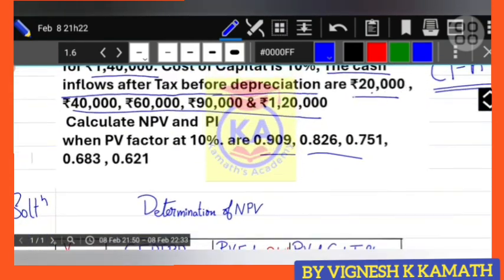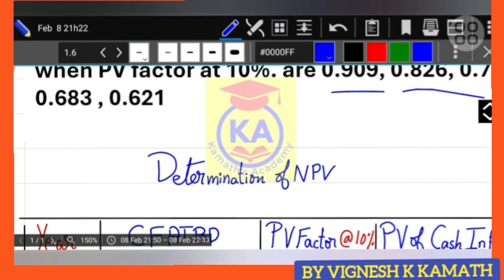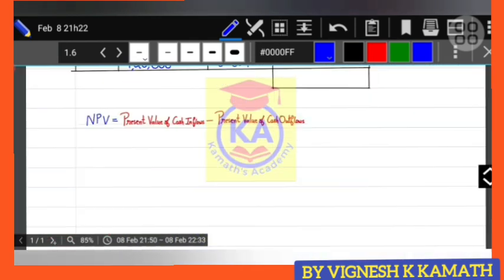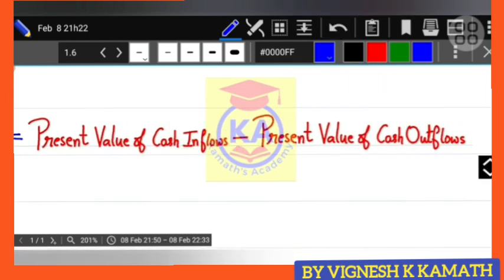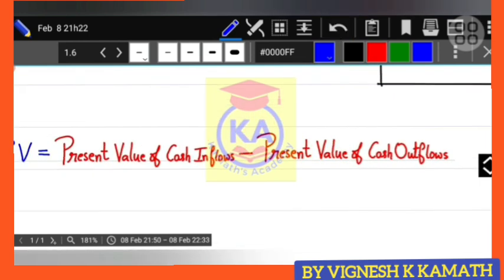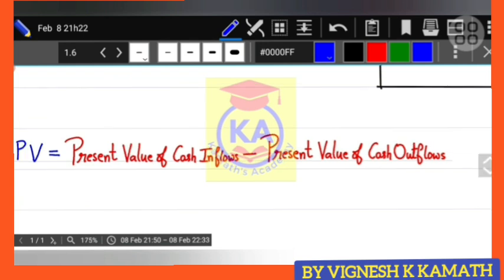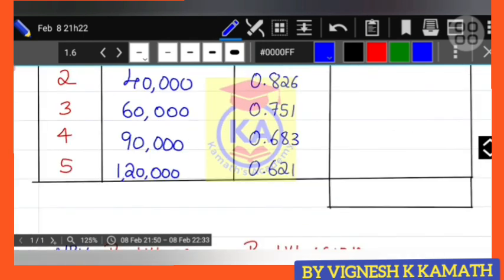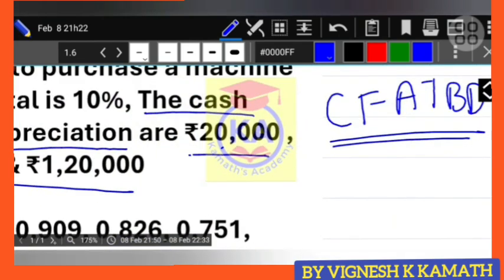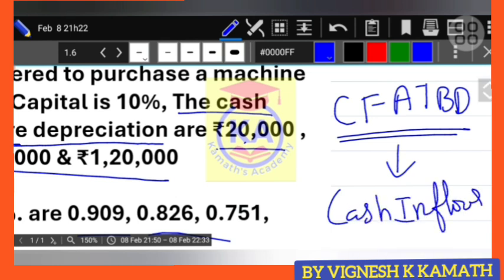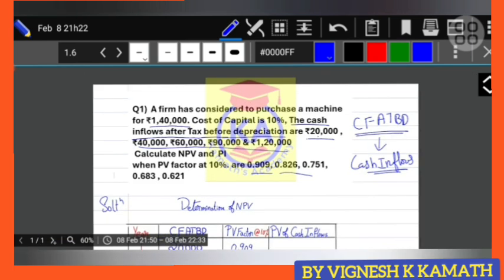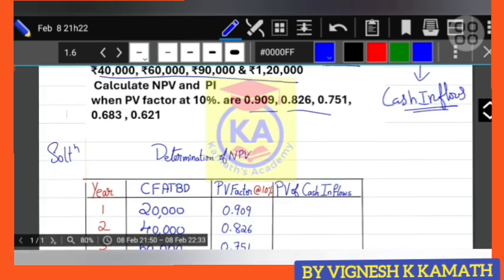First, you have to put the heading: determination of net present value. Now, as we have discussed the formula, present value of cash inflows minus present value of cash outflows. Now we have to find out present value of cash inflows. We know cash inflows, right? CFAT BD is nothing but cash inflows, both are same. Now we require present value of cash inflows, not only cash inflows. We want present value.